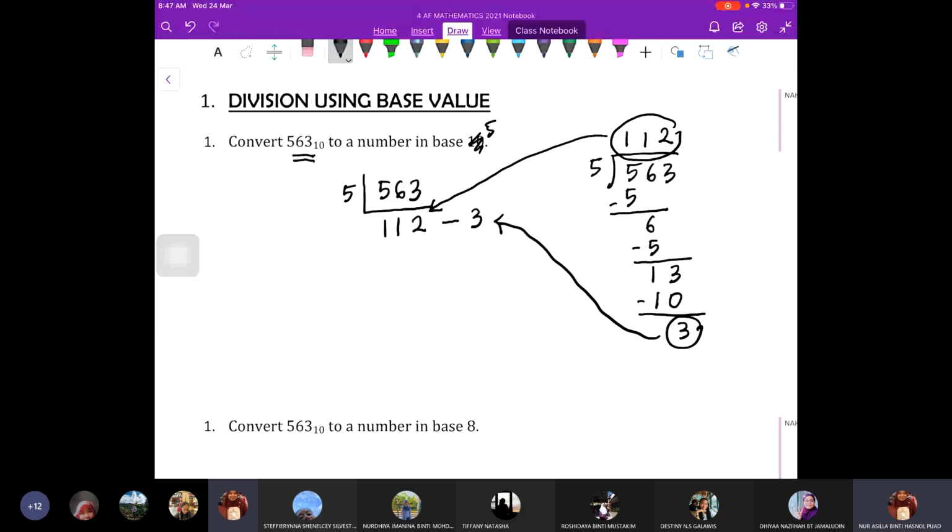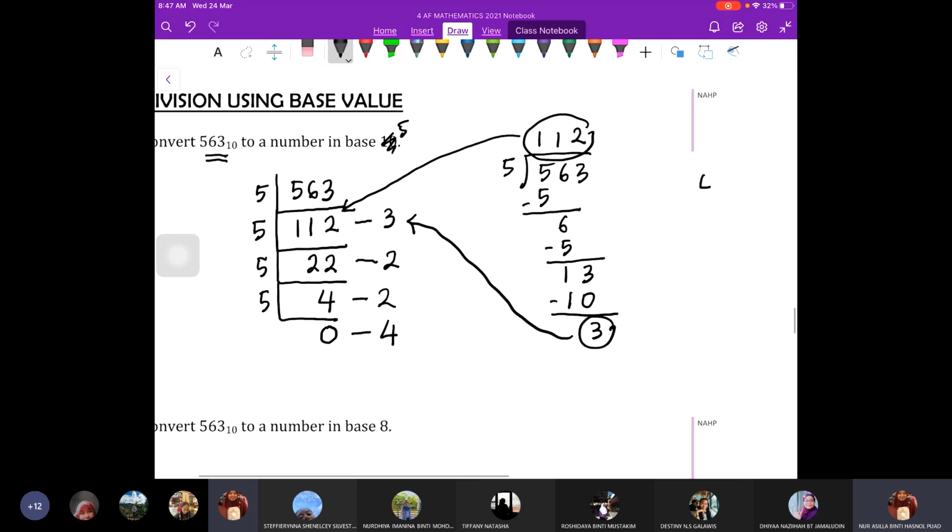Okay, nampak eh? And then again kita akan divide dengan 5. So divide dengan 5 kat sini you will get 22. Remainder will be 2. And then kita divide dengan 5 lagi. Must always be 5. So this will be 4. Remainder is 2. Divide by 5, dia akan jadi 0. Remainder is 4. Okay, 4 bahagi 5, kosong. So bakinya 4.